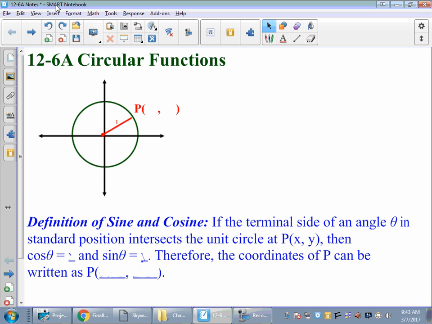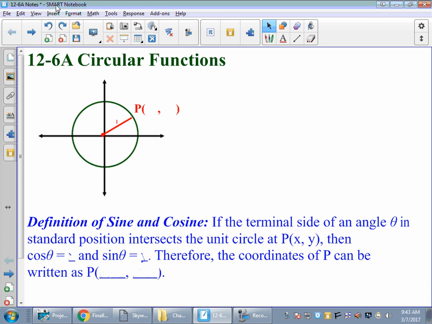These are your 12-6A notes on circular functions. This will be the last section before we test over the concepts in Chapter 12, and then we'll finish off the second half of 12-6B. It sort of relates to the second half of what we'll quiz over the rest of Chapter 12.